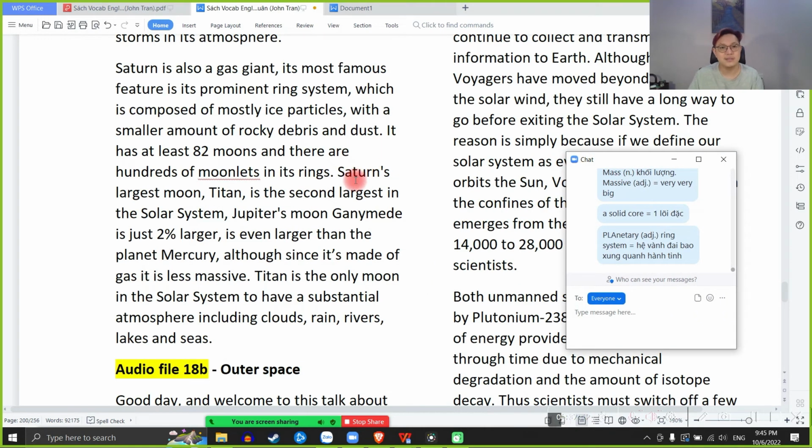Alright. Saturn is also a gas giant. Its most famous feature is its prominent ring system, which is composed of mostly ice particles, with a smaller amount of rocky debris and dust.